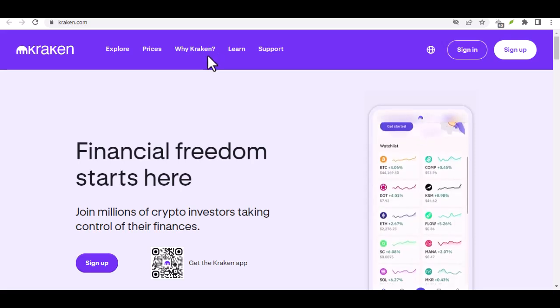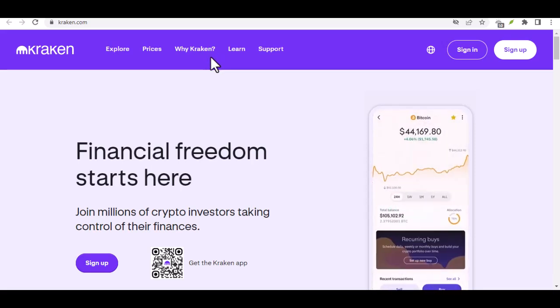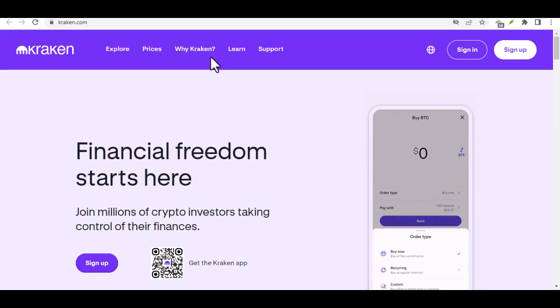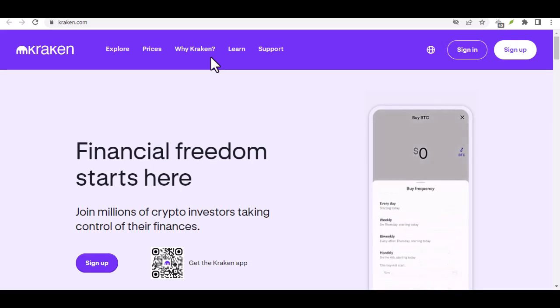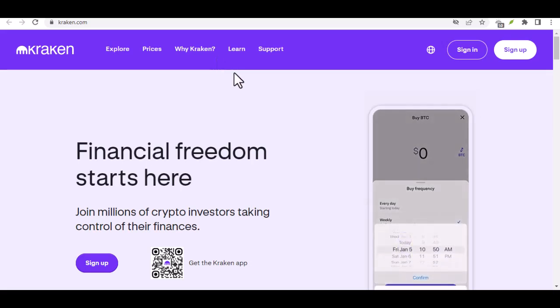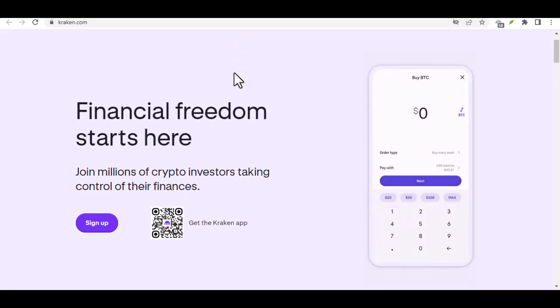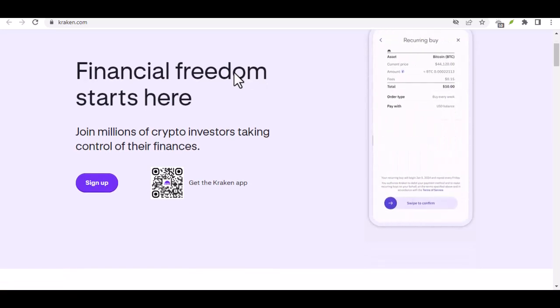Ready to level up your crypto trading? Ever felt like the standard Kraken app was a little too basic? Maybe you've heard of Kraken Pro and wondered, what exactly is it and is it for me? Well, you're in the right place. Kraken Pro is the platform for active traders who want more control, deeper insights, and lower fees.